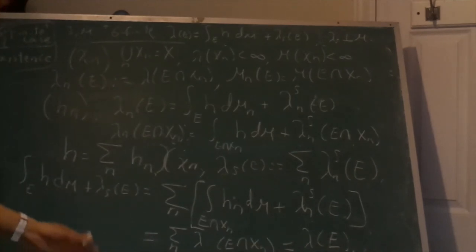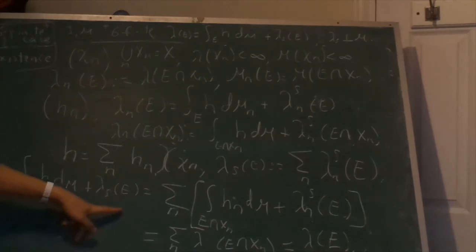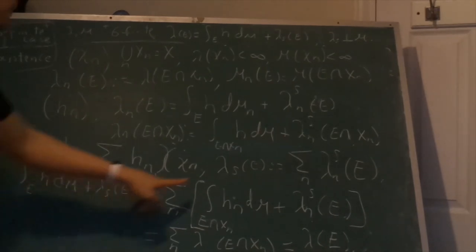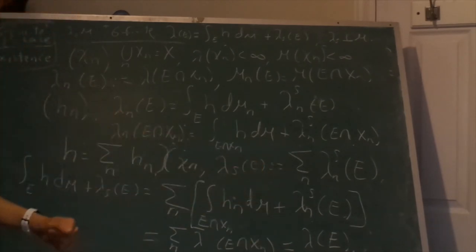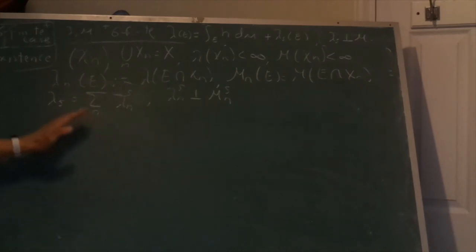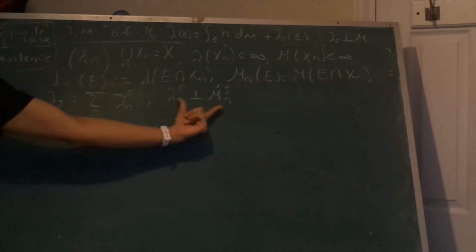So it is a decomposition of lambda. This part will obviously be absolutely continuous with respect to mu. So all that is left to prove is that this lambda s, defined by this formula, is mutually singular with mu. So we want to prove that this is mutually singular with mu. We have this information: for each n, this is mutually singular with this.